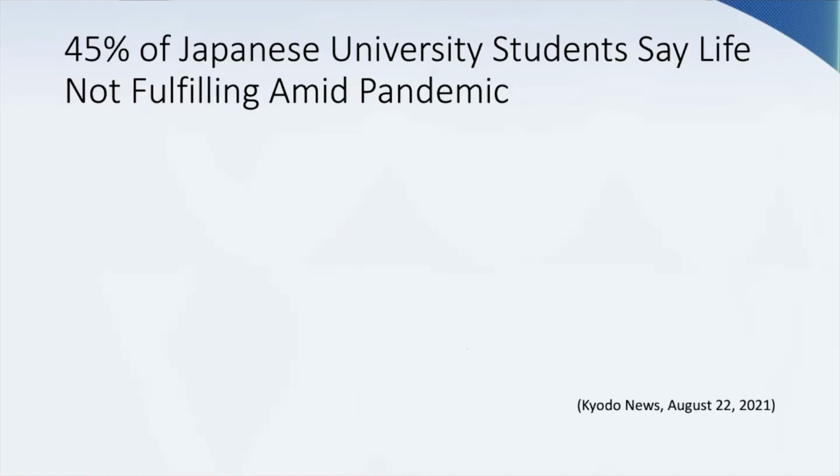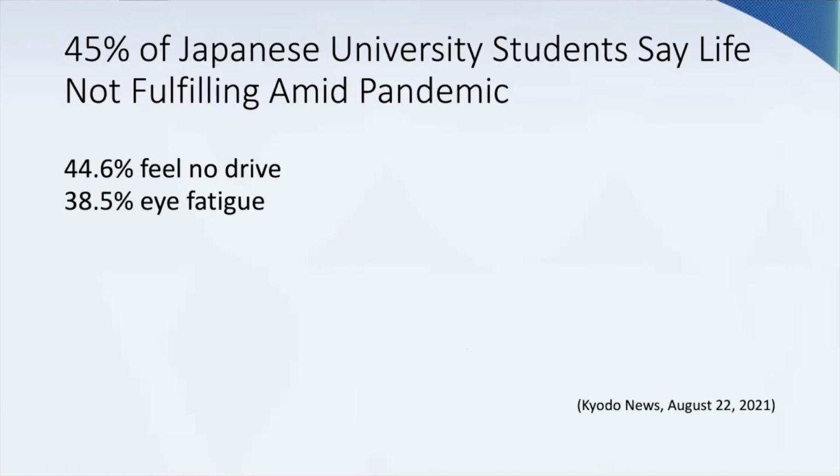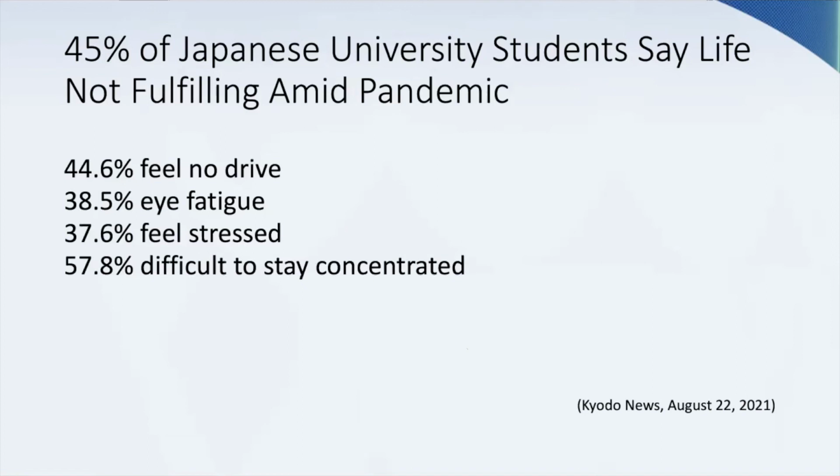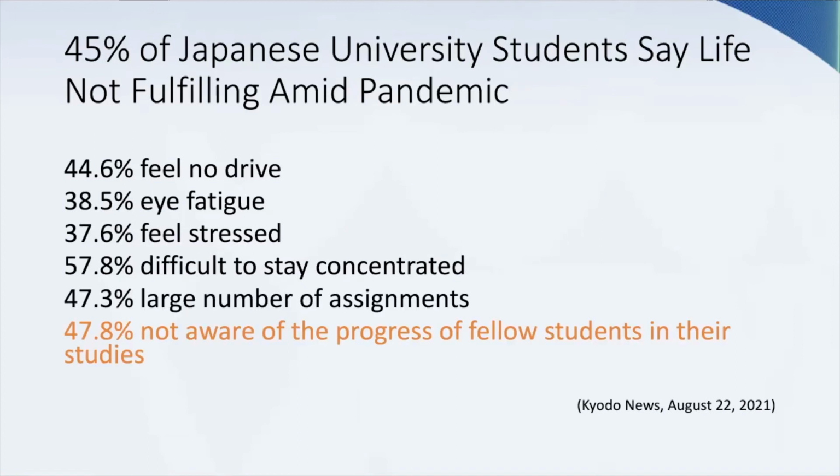You may be familiar with this newspaper article, but in 2021, Kyoto News reported some distressing news about the lives of Japanese university students. So unsurprisingly, they were feeling stress and anxiety from the sudden shift to online classes. 47.8% say they are not aware of the progress of fellow students in their studies. You can sense the isolation the students were feeling as they studied online.